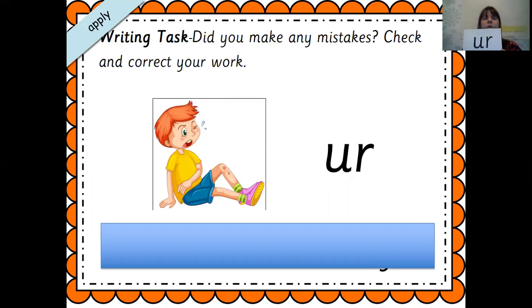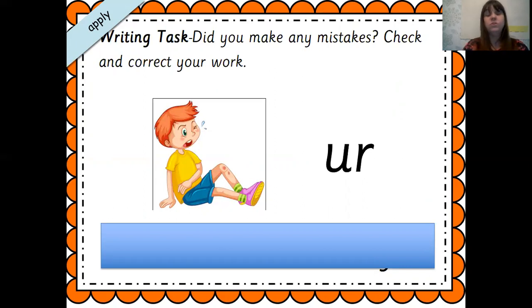Okay, so we know our sentence is going to have a word with the digraph in. However, we don't know much else. We've just got to use the pictures to help us to think about what that sentence is going to be. Well, I can see that a boy is hurt. He has hurt himself. Hurt. Let's sound out the word hurt. Hurt. I think we might be using this word in our sentence. Hurt. So the sentence is going to be, he hurt his leg and arm.